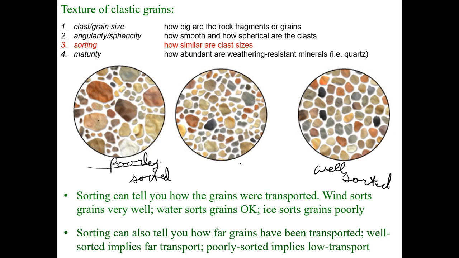It's going to be the result of a few different things. One thing is that it can tell you how the grains were transported. So wind is a really good sorter. Wind sorts stuff incredibly well. Sand dunes, for instance, are formed from the wind. And if you've ever gone to a sand dune, you can see that it's all sand, right? There's nothing else in there. There's no clay. There's no boulders in there.